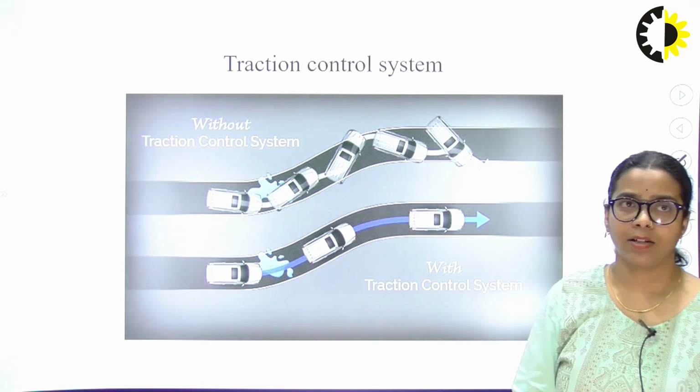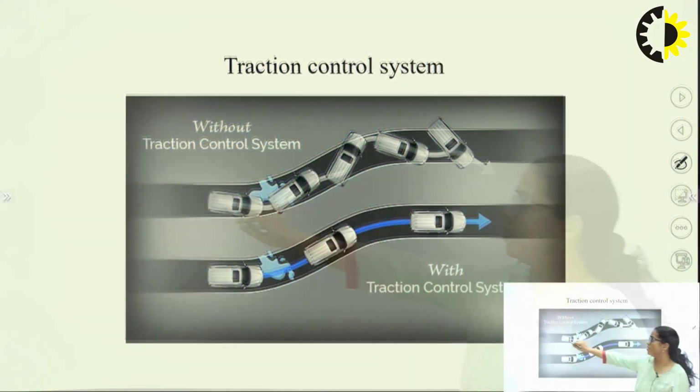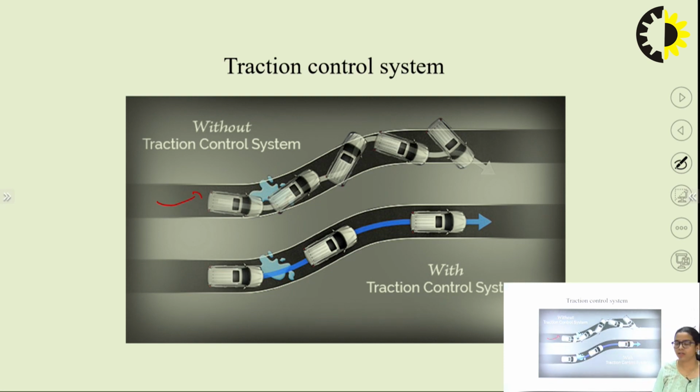This is an example of the traction control system. This shows the system without traction control, and in this one we are using traction control. You can see all the wheels are rolling, but some of the wheels are slipping. But in this way, if any wheel is slipping, we can cut that particular wheel off from the engine, and the rest of the wheels will continue rolling along the road. This is the advantage of the traction control system.